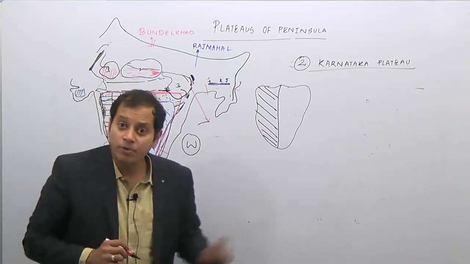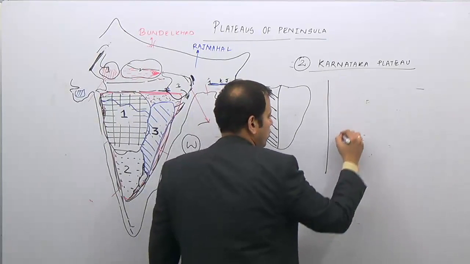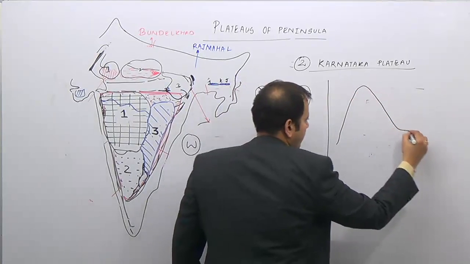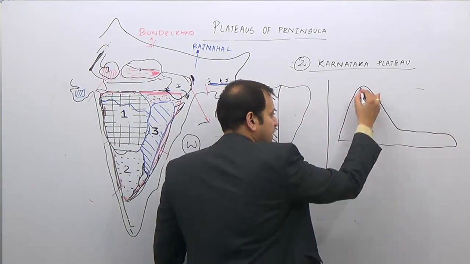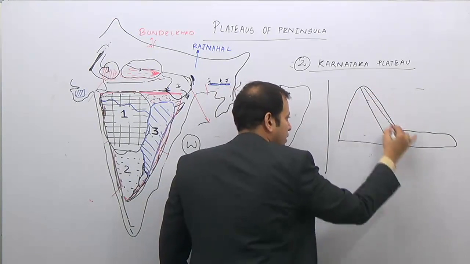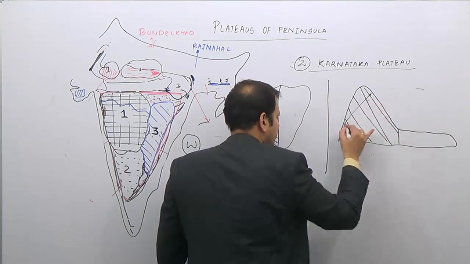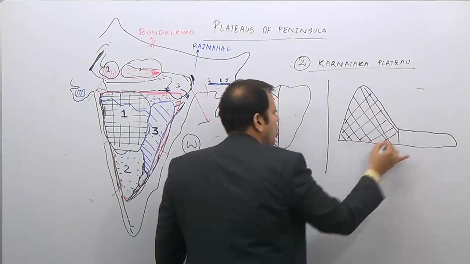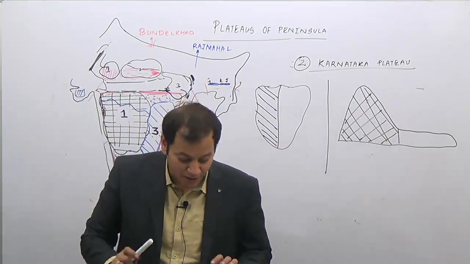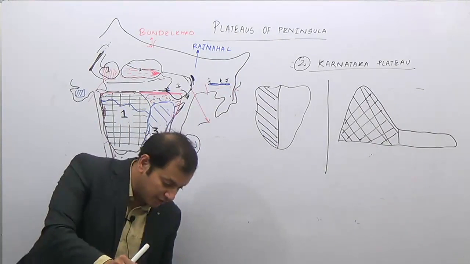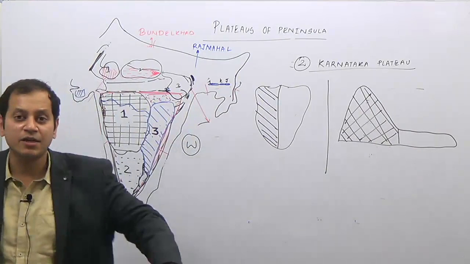If this is the top view and if I take a side view, the Karnataka Plateau region will look somewhat like this. That is, the shaded area is a mountainous region, while the unshaded area is a flat region.